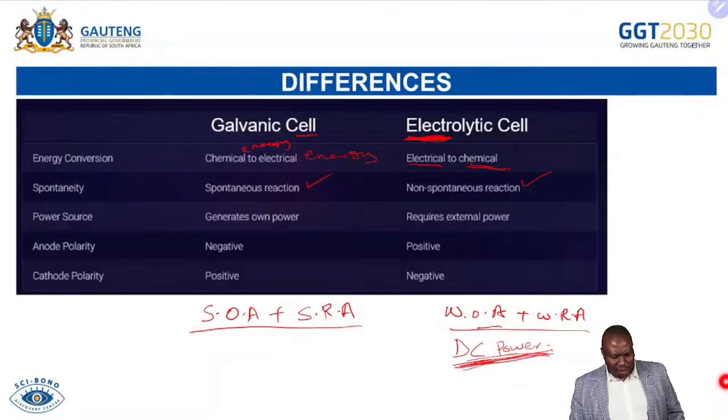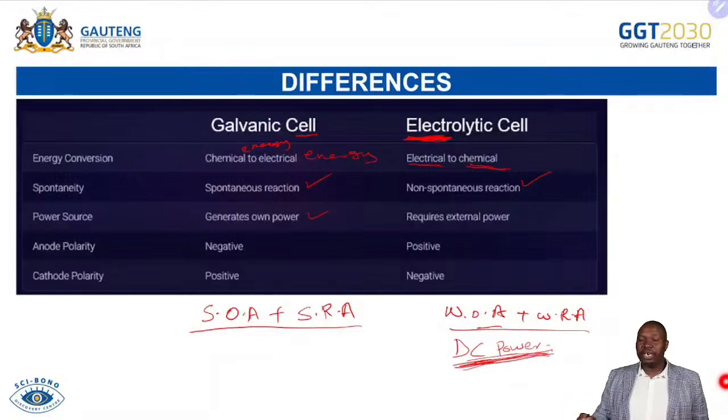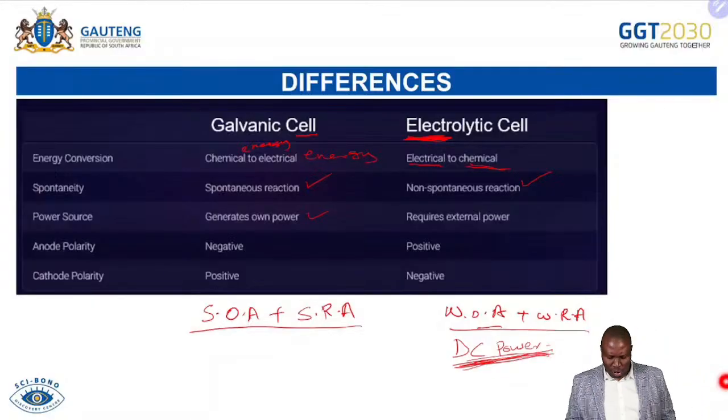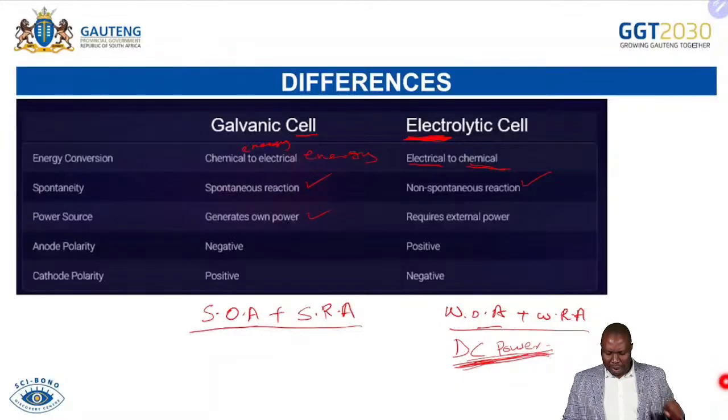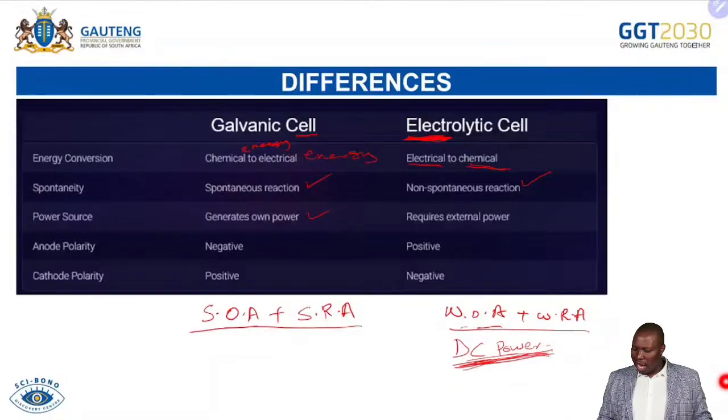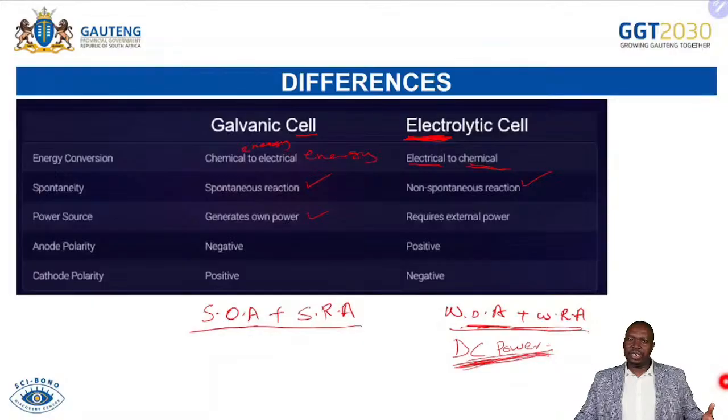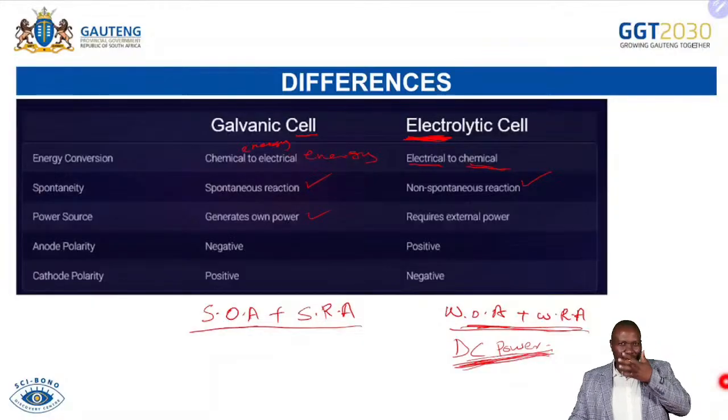Now, already I talked about this: galvanic cell generates its own power, and electrolytic cell requires a power source. So no electrolytic cell will take place without a power source. But when it comes to galvanic, it's self-sustaining, it's spontaneous, it's able to take place, because I showed you that we have a strong oxidizing agent reacting with a strong reducing agent, so we don't need a power source. But when it comes to electrolytic cell, we require an external power source, which is our DC power source, and then with that we are able to have a weak oxidizing agent reacting with a weak reducing agent.